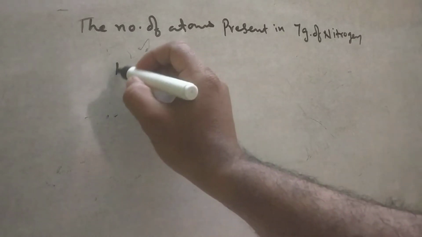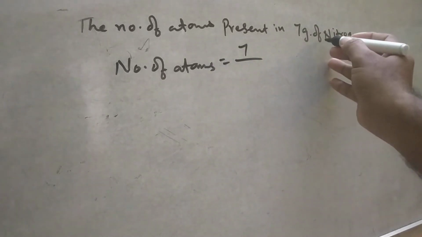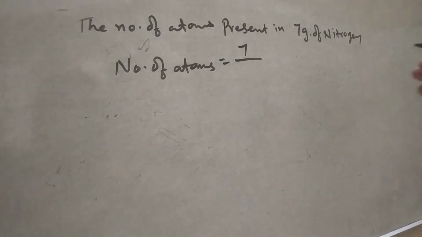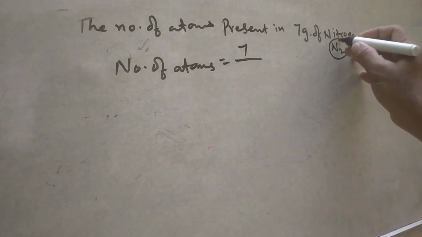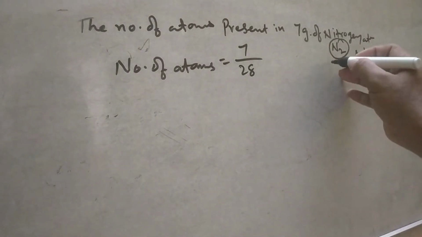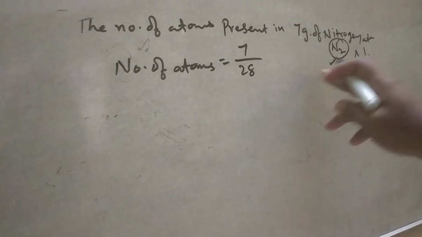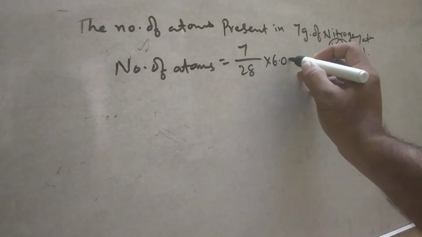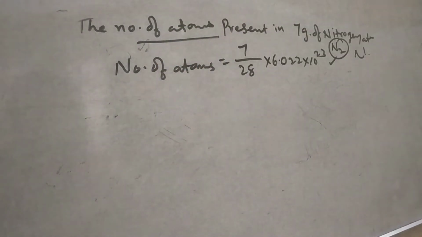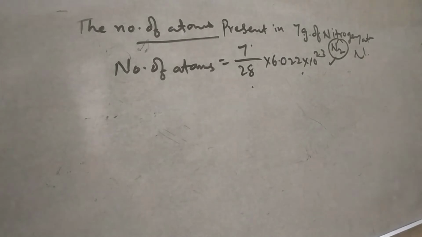So here you are going to calculate the number of atoms, which is equal to the given mass divided by, if it is an atom, generally you have to take the nitrogen atom. If it is in molecule form, then you have to take N2. If it is atomic form, then you have to take N. But here, if it is dinitrogen, then you have to take 28, because nitrogen gas is always in the diatomic form, so that is why you have to take N2, that is 14 plus 14, 28, into Avogadro number 6.022 into 10 to the power of 23. Why? Because it is weight by gram molecular weight, and you want the number of atoms, so that is why you have to calculate like this. So here you will get the answer.